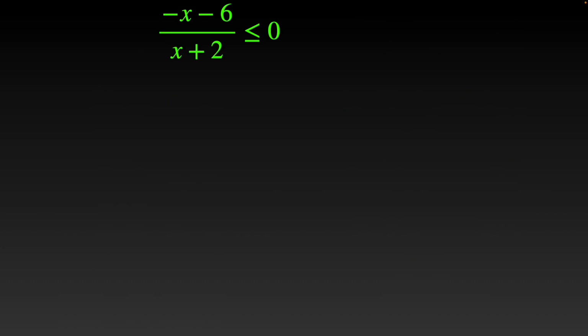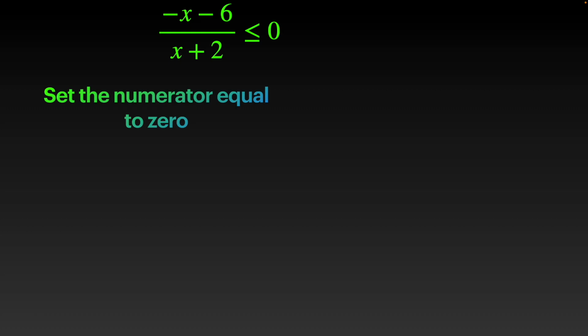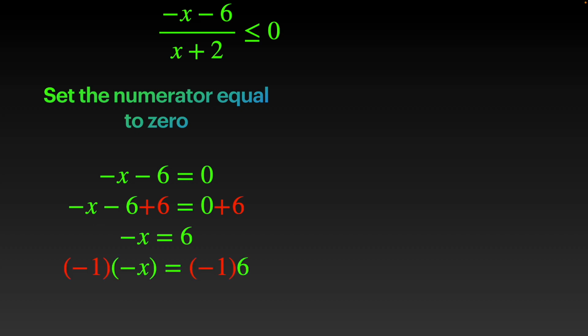Our next step requires setting the numerator and the denominator equal to 0. Let's start with the numerator. Set the numerator equal to 0. That means negative x minus 6 equals 0. And now solve for x. Let's add 6 to both sides. Now we get negative x equals 6. We are looking for x, so let's multiply by negative 1 on both sides. We get that x is equal to negative 6.